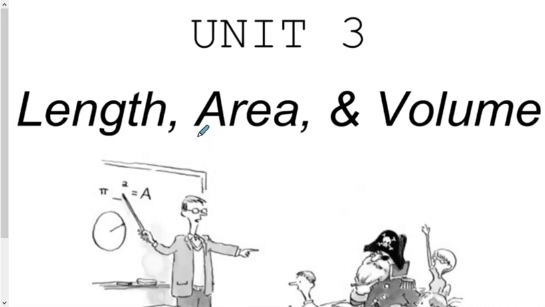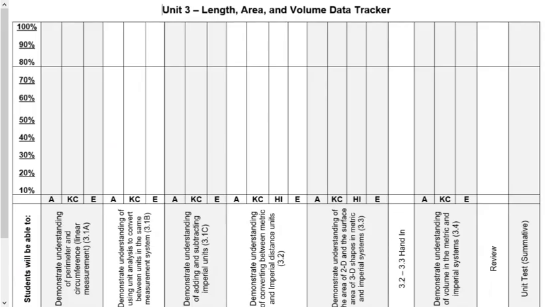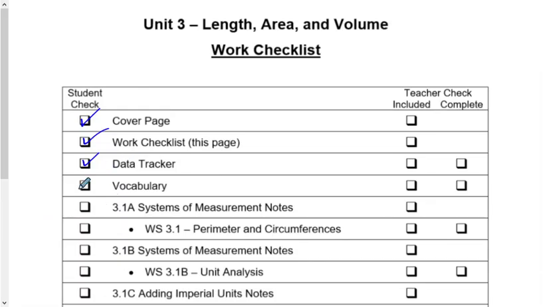Guys, so today we're starting Unit 3, Length, Area, and Volume. So you should have this page here. That is your cover page. So check. You should have this page that I have here, your work checklist, this thing, check. So you are checking these things as you go through. Data tracker, you should have for Unit 3, check.